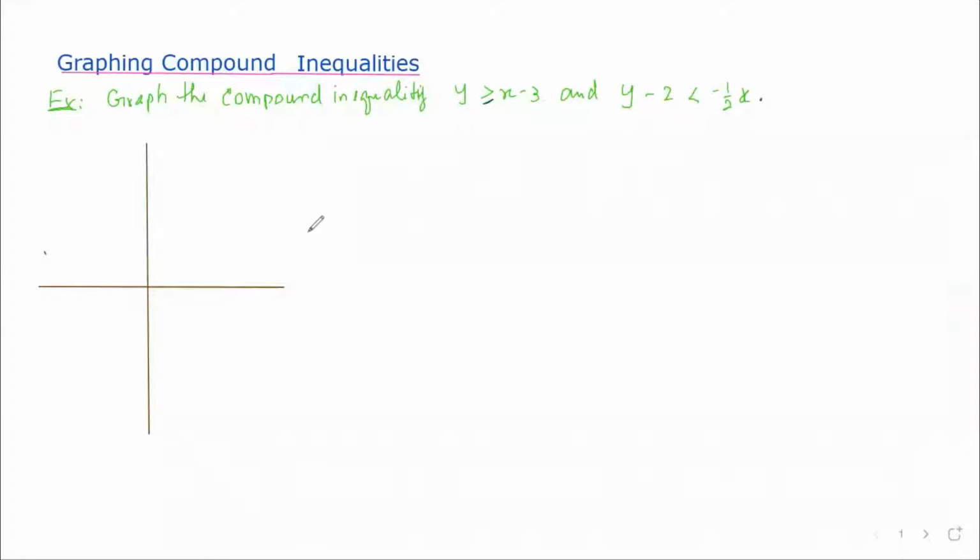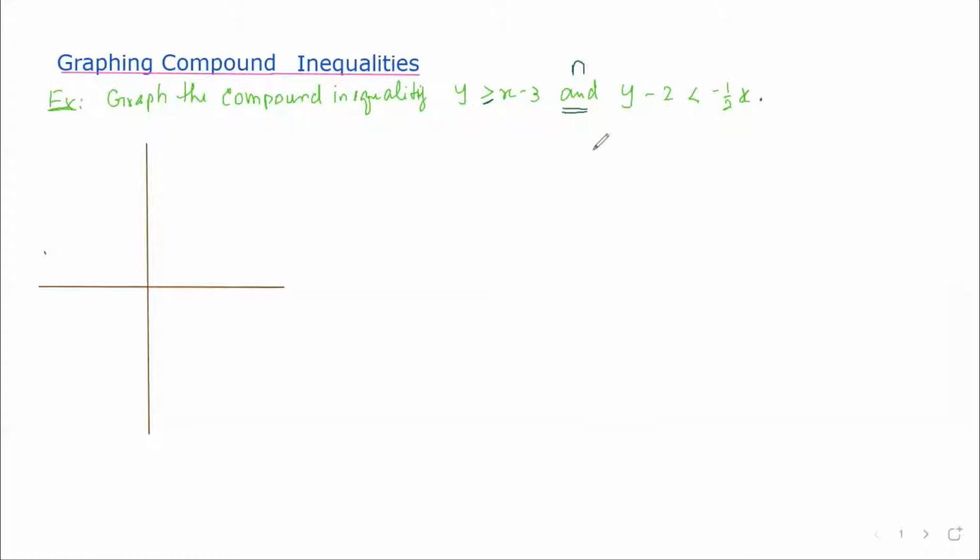Hello everyone, we continue with linear inequalities and their graphs. This example is called compound inequalities. Compound means combine, right? The question gives us two inequalities. One is y greater than or equal to x minus 3, and "and" means intersect.